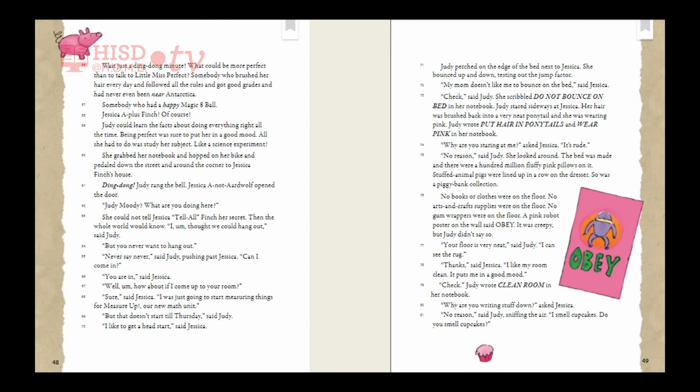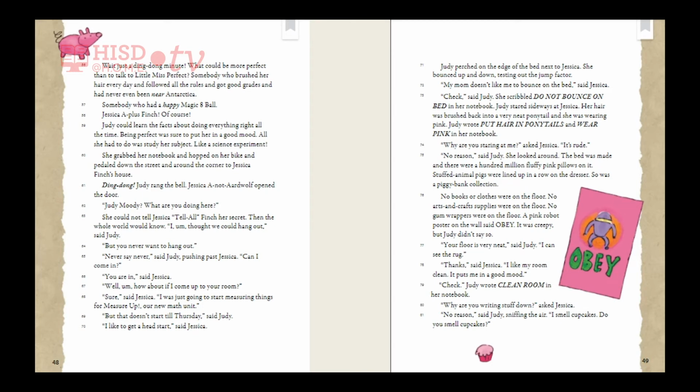Wait just a ding-dong minute. What could be more perfect than to talk to Little Miss Perfect, somebody who brushed her hair every day and followed all the rules and got good grades and had never ever been near Antarctica, somebody who had a happy magic 8 ball, Jessica A plus Finch. Of course, Judy could learn the facts about doing everything right all the time. Being perfect was sure to put her in a good mood.